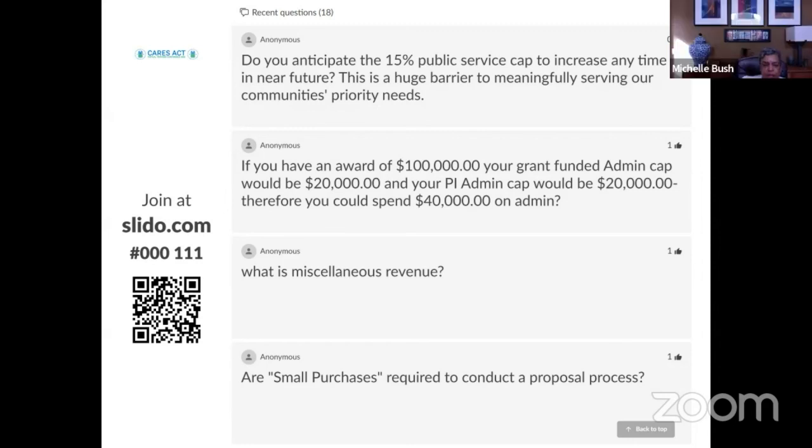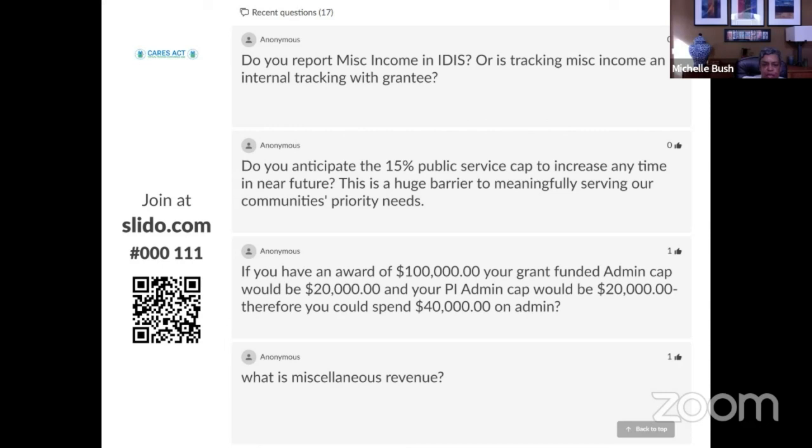Do you anticipate the 15% public service cap to increase anytime in the near future? This is a huge barrier to meaningfully serving our community's priority needs. You know, for CDBG-CV, there is no public service cap, right? That's right. That only applies to your regular CDBG funding.